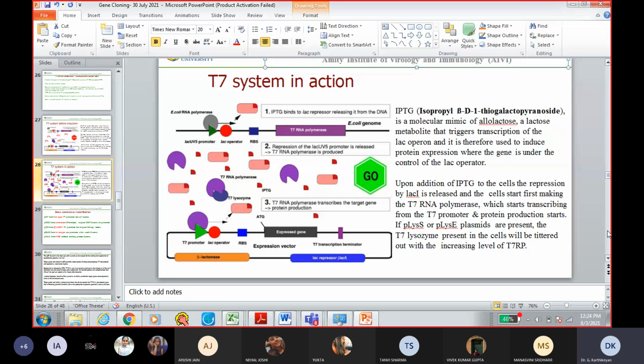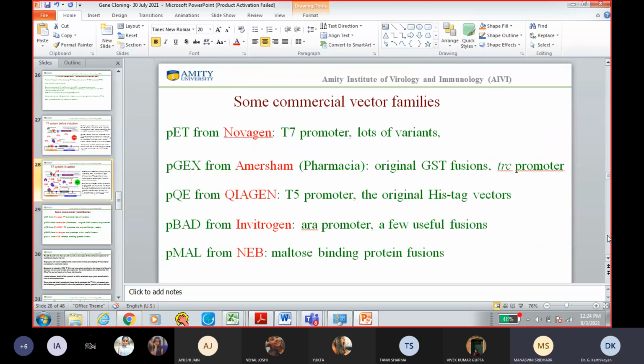Of course, you have to understand one thing. As cells grow, the IPTG concentration will fall down. So we generally add sufficient IPTG so that even if the cells grow, the IPTG remains at a certain threshold so that your gene expression remains without any issues. All right, very good question. Any other question? No, sir, not from my end.